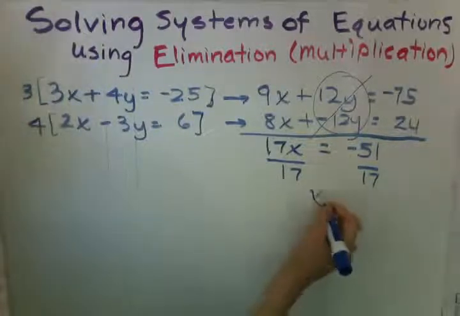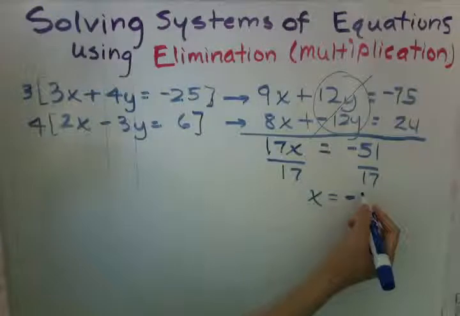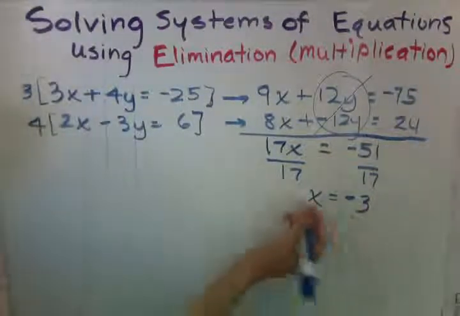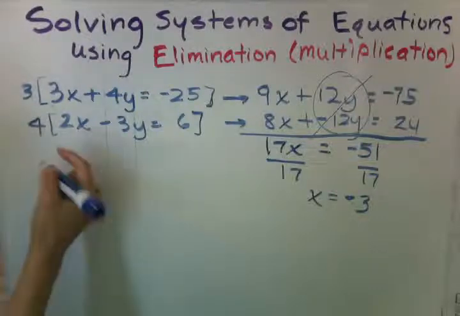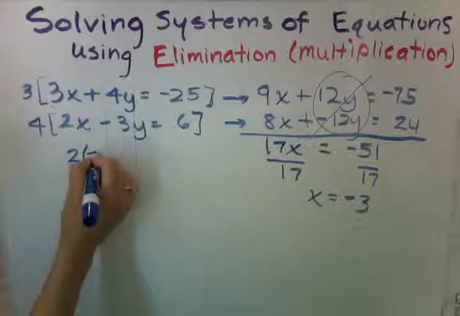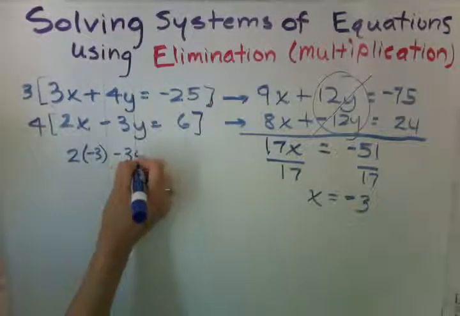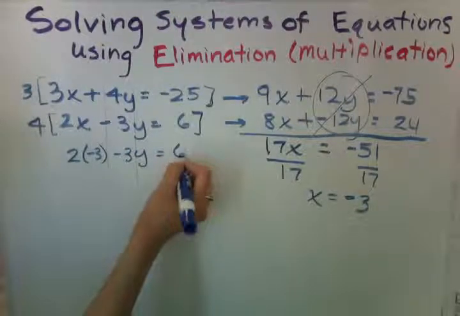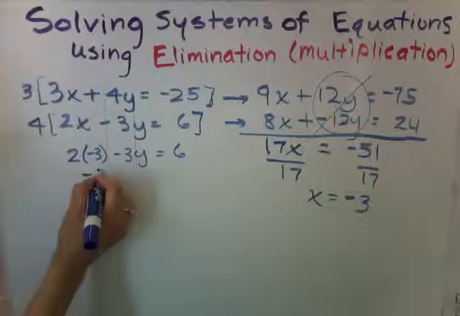You can always do the work on the side. 51 divided by 17 is a negative 3. Plug that into either equation to get your y. I'm going to plug it into this original problem here. 2 times x, which is now negative 3, minus 3y equals 6. Go ahead and solve for this.